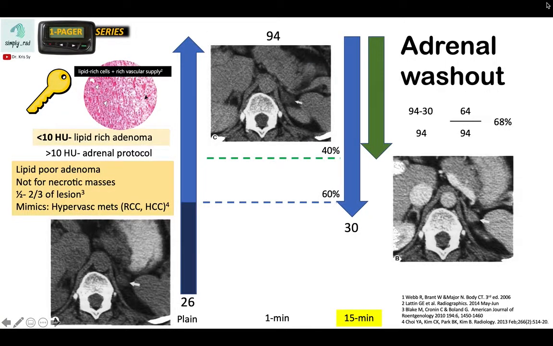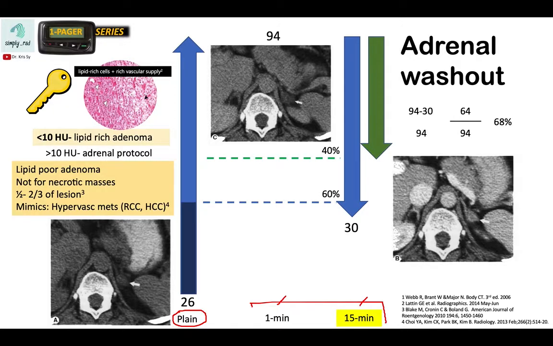In relative percentage washout, the difference here is that we do not take into account the plain study. So we only use measurements on the immediate post-contrast study and the delayed. So this was initially designed for studies in which you see an adrenal lesion at the 1 minute immediate post-contrast, and then you decide to give another delayed imaging without the benefit of the Hounsfield units of the plain study.